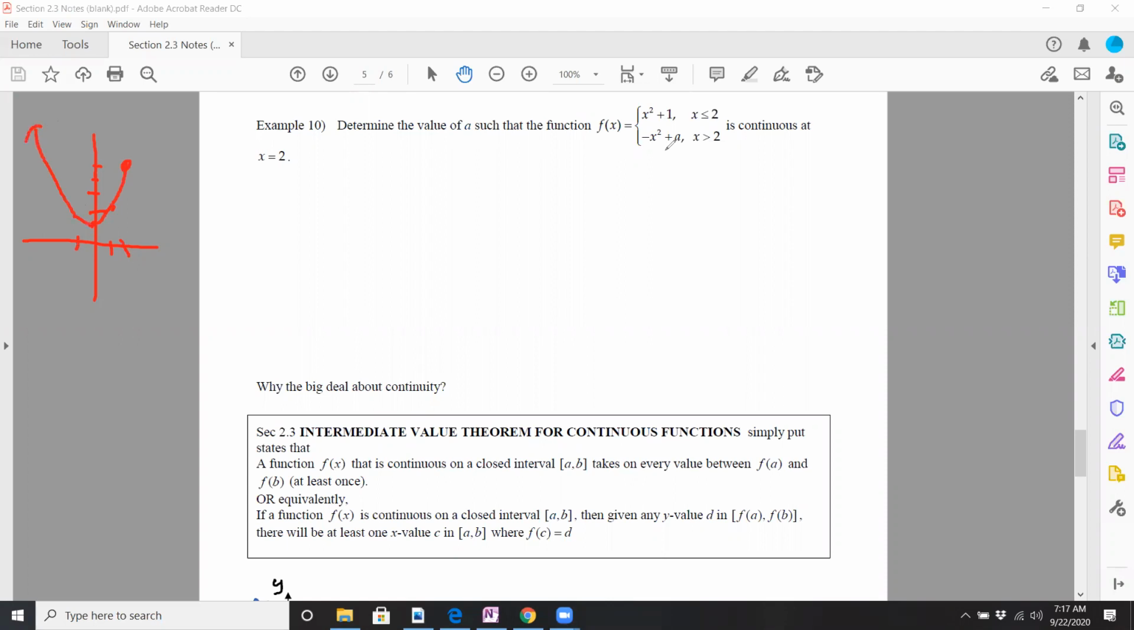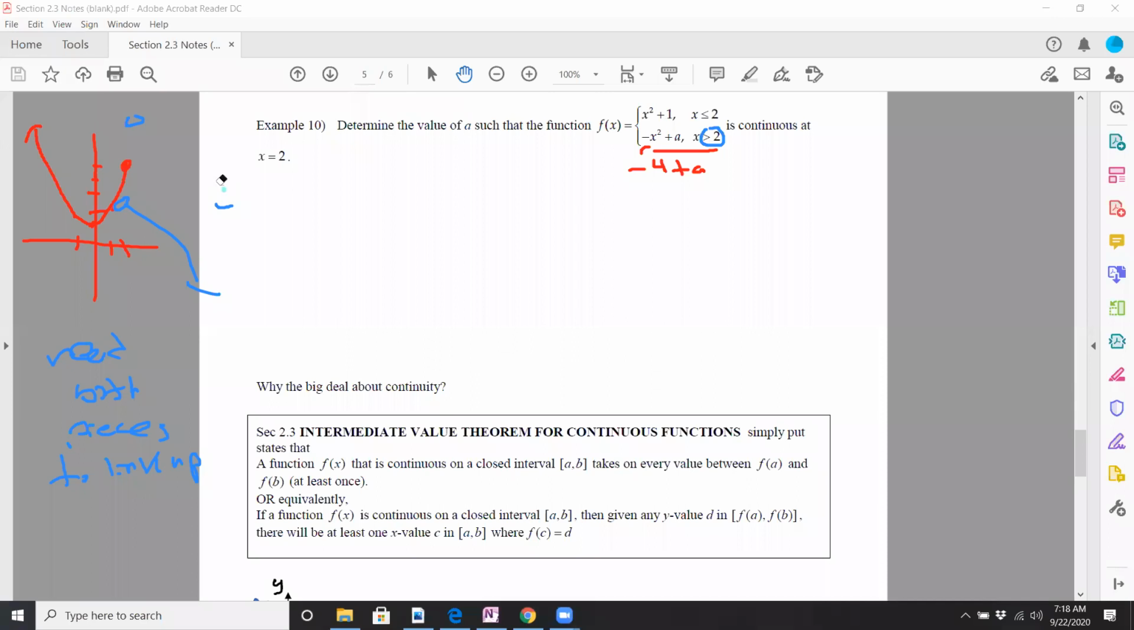Now here, this is negative x squared plus a. And it's starting at 2, obviously. So if I were to plug in 2 here, I'd have -4 plus a. Well, I have to guarantee, and there's a hole here, obviously, that this is continuous. I don't want anything like this because then they're not linking up. So we need these to link up. You need both pieces to link up.